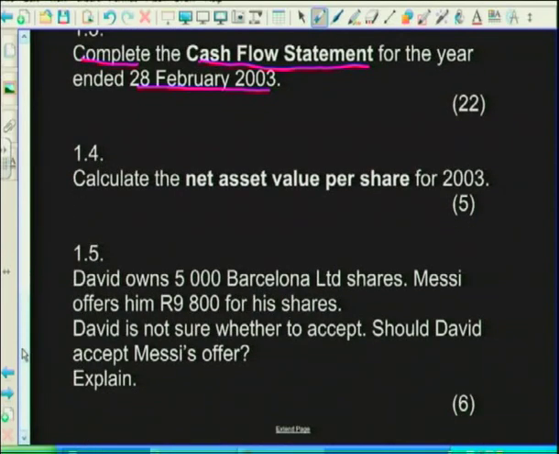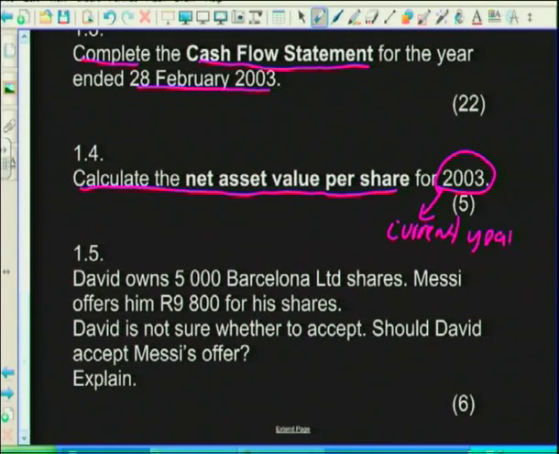Next part of the question, calculate the net asset value per share again for 2003. So 2003 is obviously our current year. Okay, next question, 1.5. David offers 5,000 Barcelona Limited shares. Mercy offers him 9,800 Rand for his shares. David is not sure whether to accept. Should David accept Mercy's offer? And you are required to explain. So obviously, this requires some kind of interpretation.